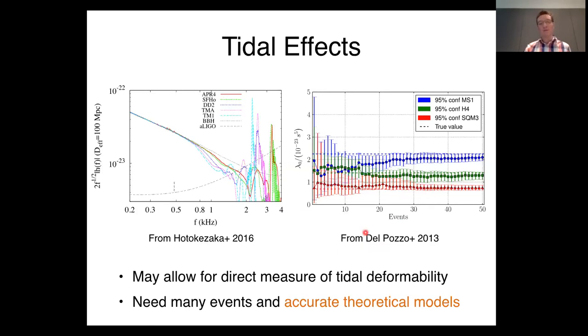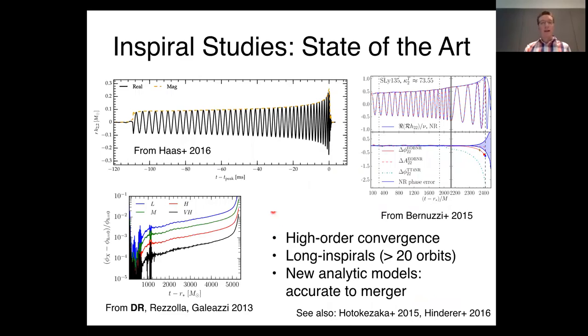This is one of the outcomes of this study, which considers also realistic data analysis techniques. And the other important aspect is we need very accurate theoretical models. All of these analyses can only be performed if we have very good predictions of how the phase evolution in the last few orbits actually behaves and how this depends on the equation of state. And this has been one of the main drivers behind trying to do accurate numerical relativity simulations of neutron star mergers. And here is basically a slide summarizing the current state of the art.